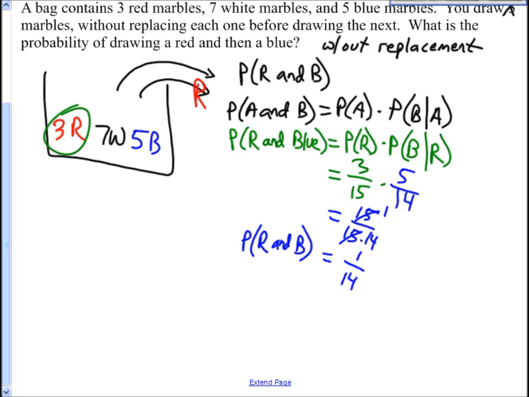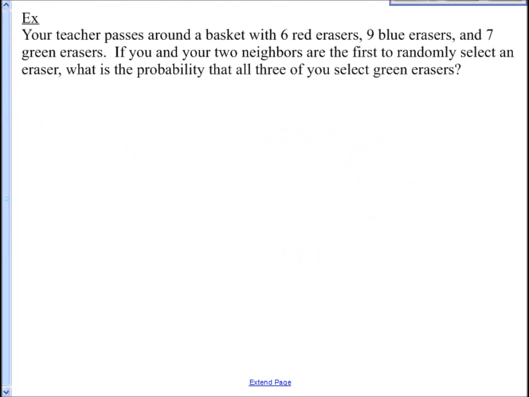So that's without replacement. Without replacement causes that dependence, because it depends on what you did with the first pull.